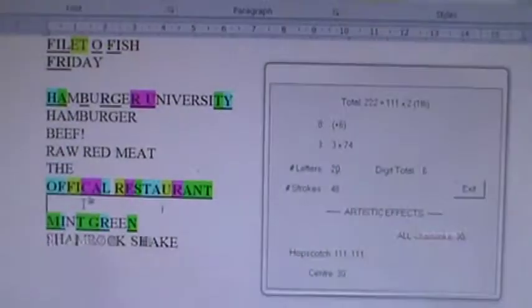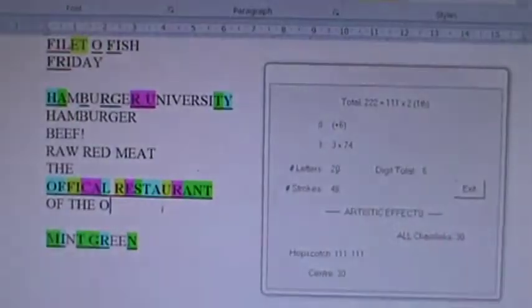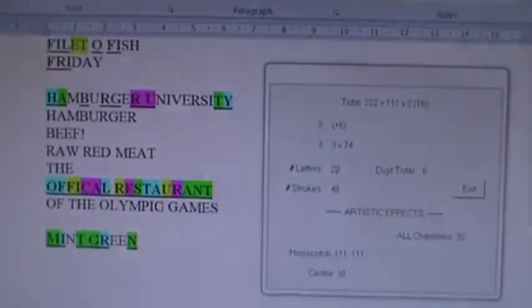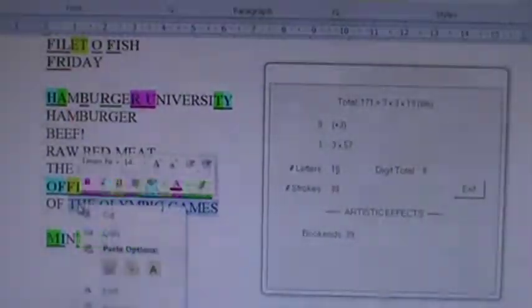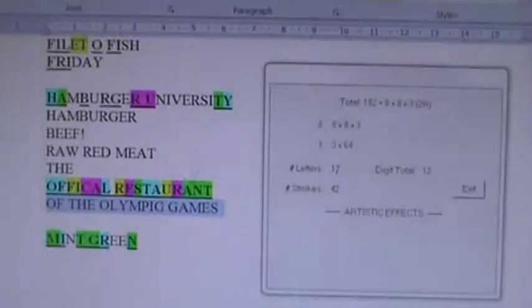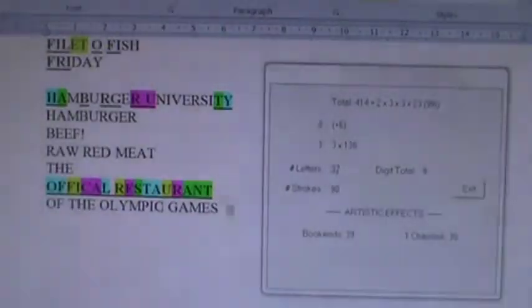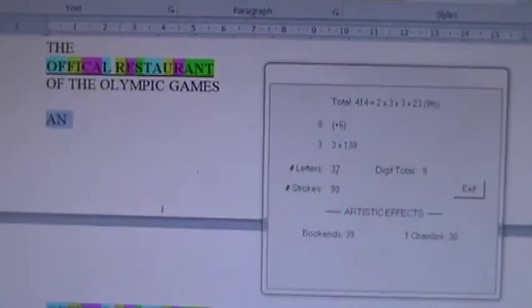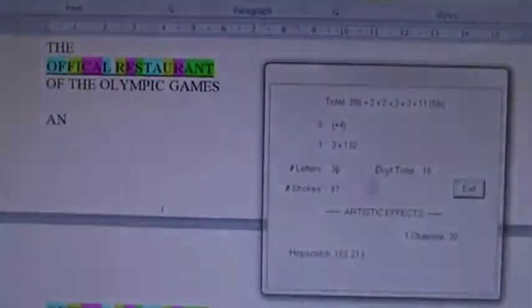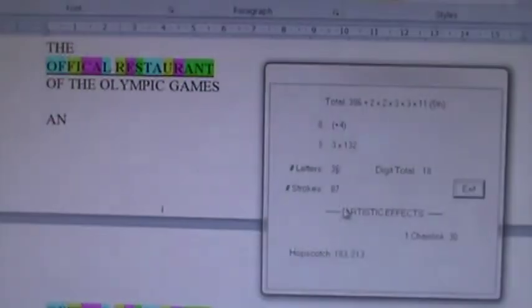And then now you can go even higher, of the Olympic Games. Because the Olympic Games divides by 3, and you can go even higher than that. So of the Olympic Games, 8 times 888. So the official restaurant of the Olympic Games divides by 3. Now you're pushing really high. Okay, we're taking you to the moon. And you can just try an official restaurant of the Olympic Games. Beautiful 3 fest, 396. Now watch, letters and strokes divide by 3.